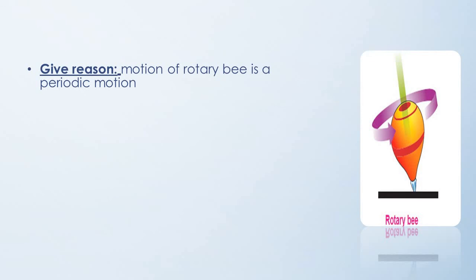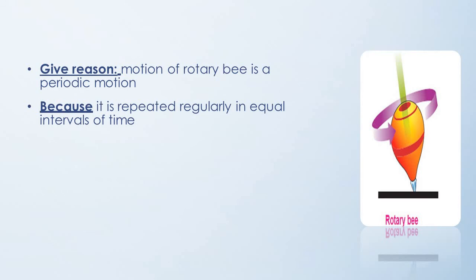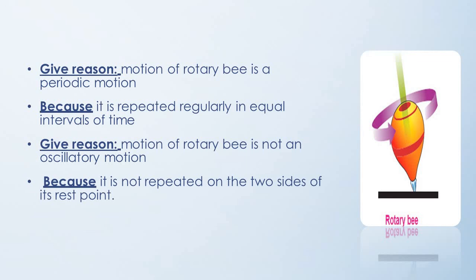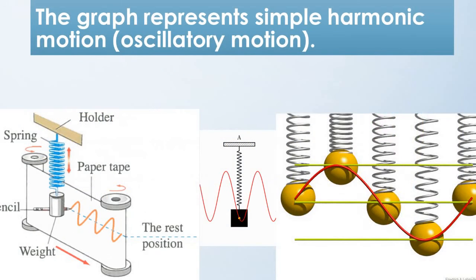You know the rotary motion? It's a periodic motion because it repeats regularly at equal periods of time, but it's not oscillatory motion as it does not move around the rest point.